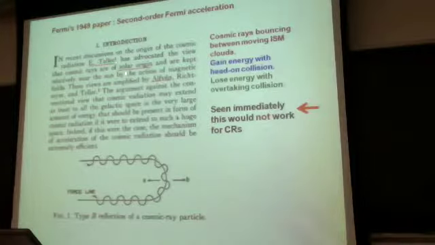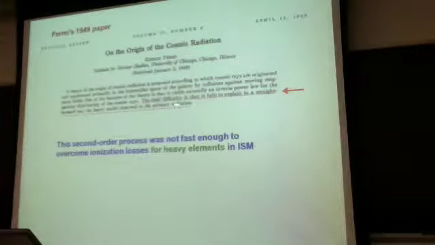And this was in response to the idea that all cosmic rays originated in the sun and were trapped in the heliosphere. Apparently Fermi just thought this was absolutely ridiculous. The story is that he attended a talk by Alfvén and he walked out and said, I can do better in 5 minutes, and wrote down this story. The only problem with this is that it was seen immediately that this would not work, and he has this even in his abstract. The difficulty is it fails to explain the way heavy nuclei are accelerated in cosmic rays. So this was not fast enough to overcome ionization losses for heavy elements.